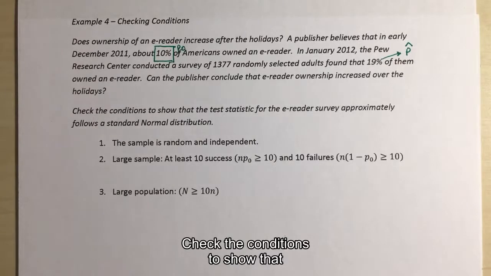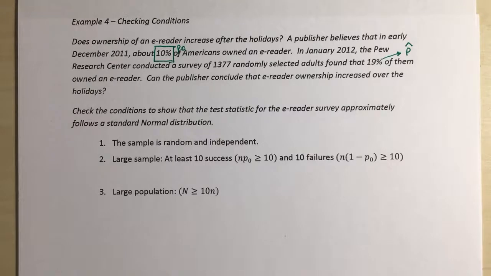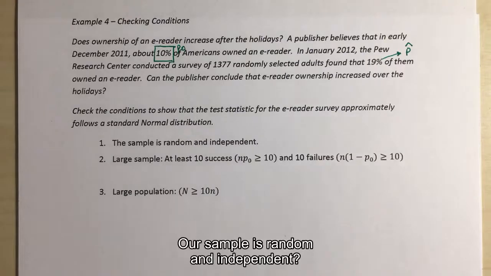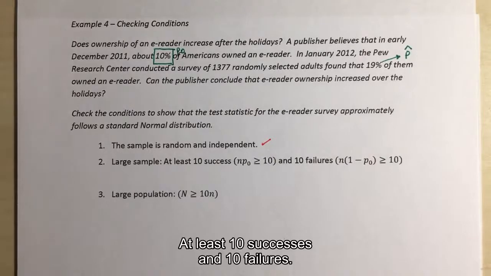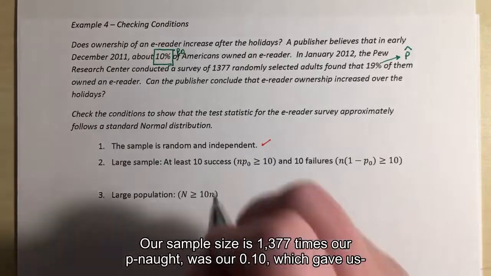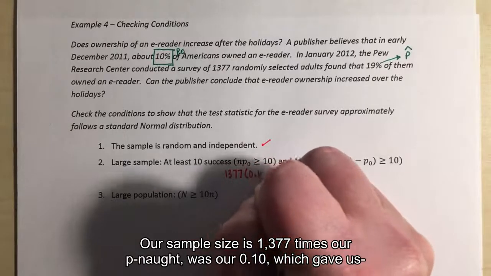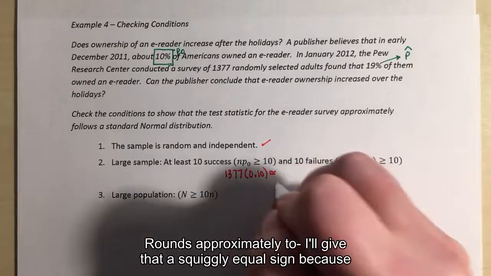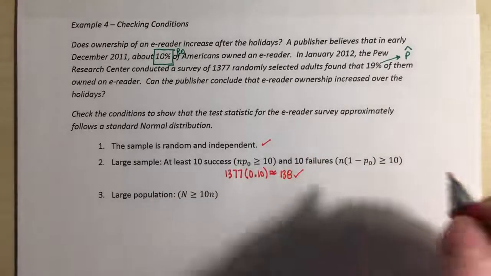Check the conditions to show that the test statistic for the e-reader survey approximately follows a standard normal distribution. So we're going to go through and check our conditions, again, as we have in the past. So our sample is random and independent. Yes, we're going to assume that's true unless we are told otherwise. At least 10 successes and 10 failures. We're going to take our sample size times our P-naught. So our sample size is 1,377 times our P-naught, which was 0.10, which approximately gives us 138, which is larger than 10.